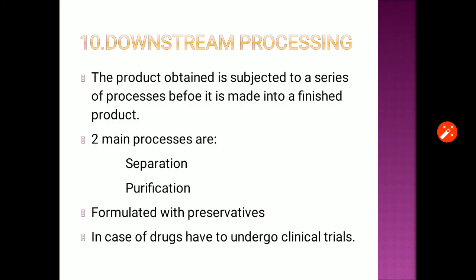Now about the downstream processing. This is the last step in the process, and it has a series of processes, so we get a finished product out of the raw product that we have obtained directly from the bioreactor. The two processes are separation and purification. Separation is removal of the physical impurities, and purification is removal of the chemical impurities which are associated with the bioproduct which we have obtained from the bioreactors.